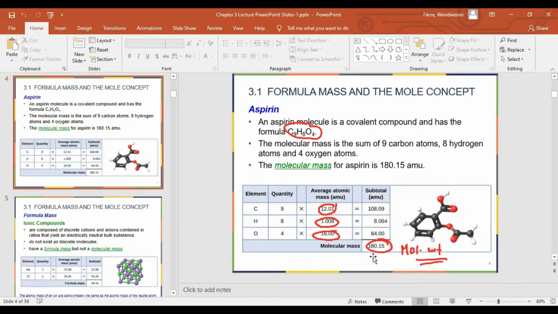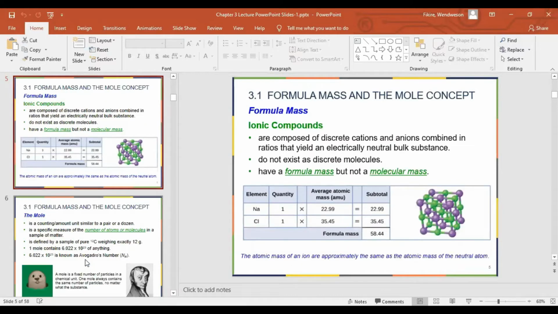I can simply use molecular weights. That's how we calculate molecular weight. Now we also have ionic compounds. For ionic compounds, we use a formula mass or formula weight. They are the same, formula mass or formula weight, okay?